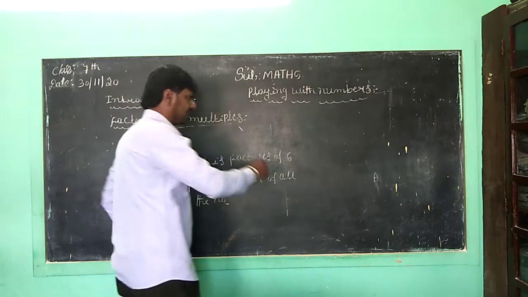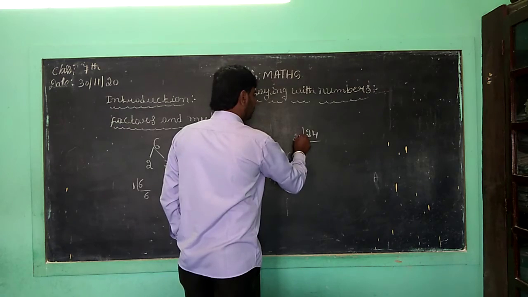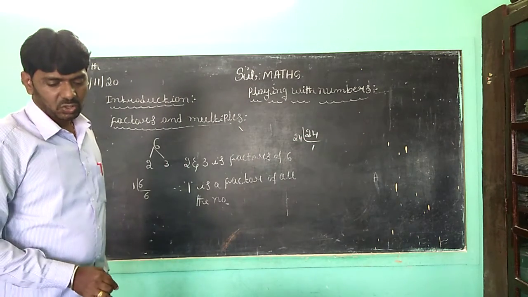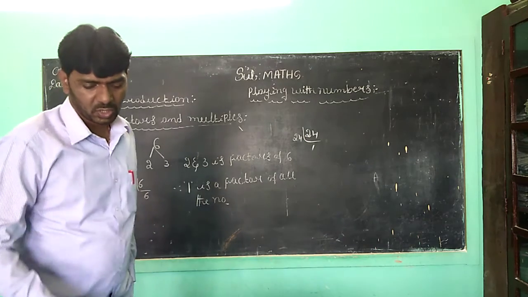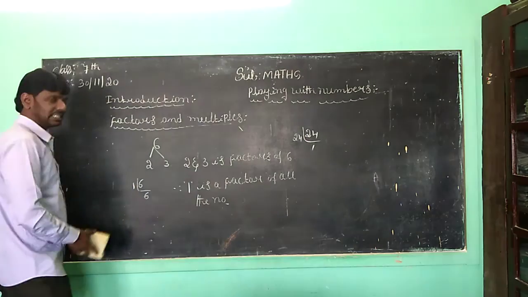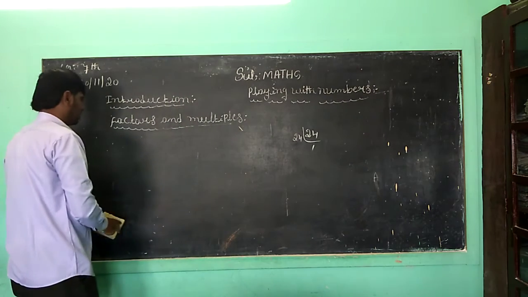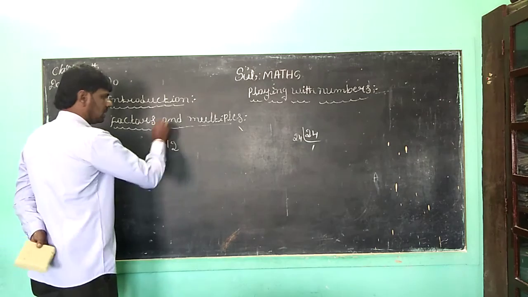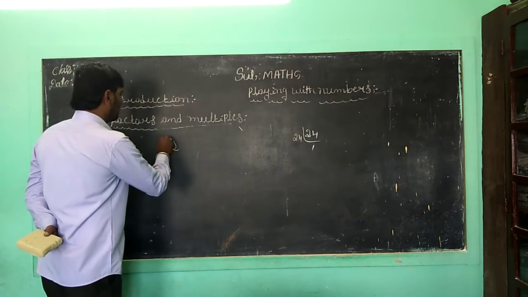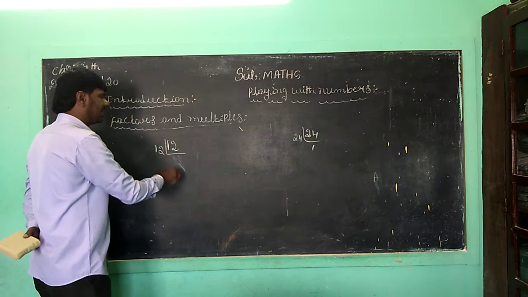Now we take another number, 24. Correct, children? 1 times 24 is 24, because 1 is a factor of all the numbers. So children, now we take any number itself. Suppose 12 is there. Here also, 24 is a factor of itself. Now we take 12: 12 is a factor of itself. Yes, 12 times 1 is 12. Correct, children?